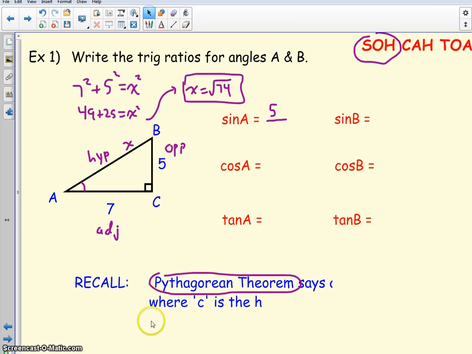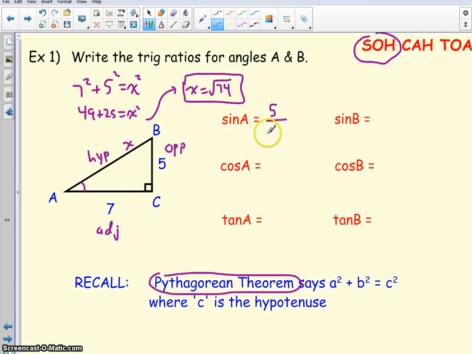So a reminder, we got all that from remembering that using the Pythagorean theorem, as long as we have 2 of the 3 sides of a right triangle, we can solve for the third side. So that side over here in the equation, c, we called x up here, is the hypotenuse, and we could solve. So to finish off this ratio, remember that the sine of A is opposite over hypotenuse. So my opposite side is 5. My hypotenuse is now square root of 74. So I can finish off that ratio.